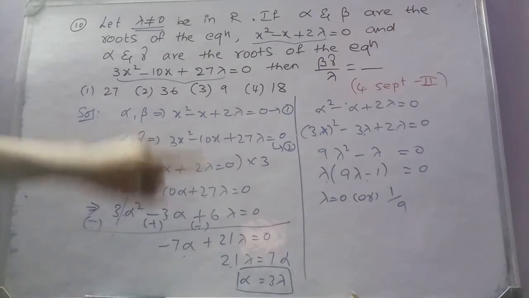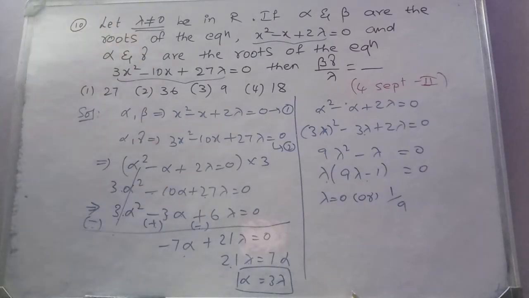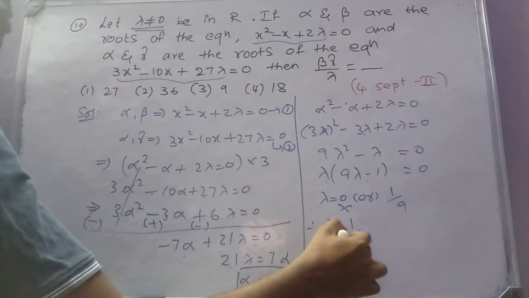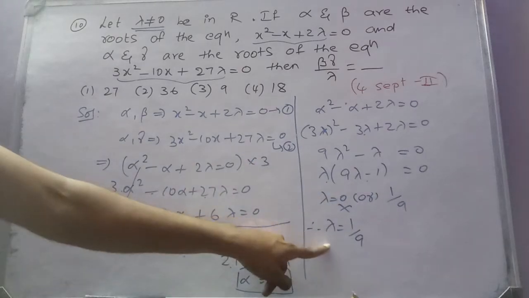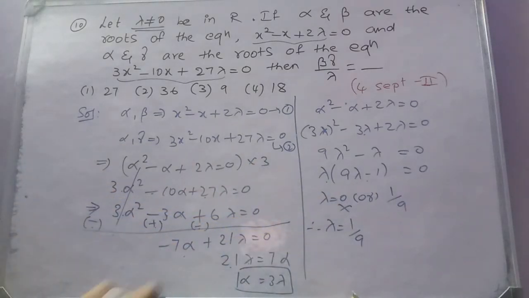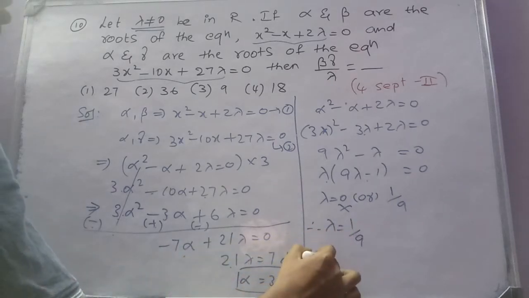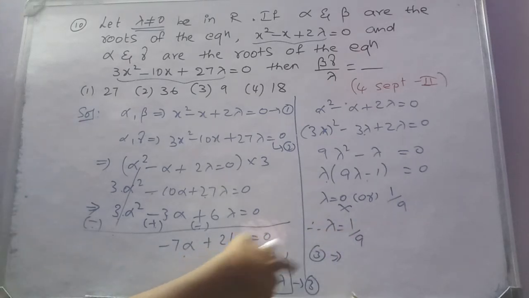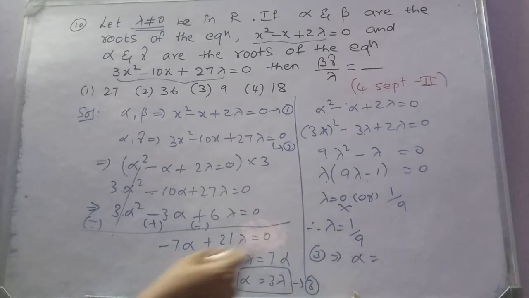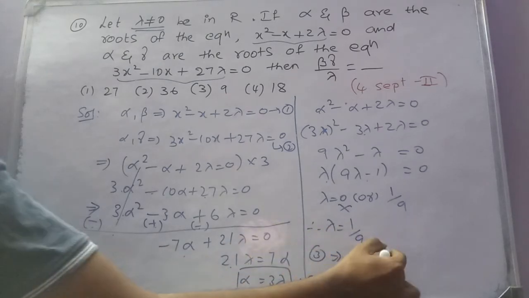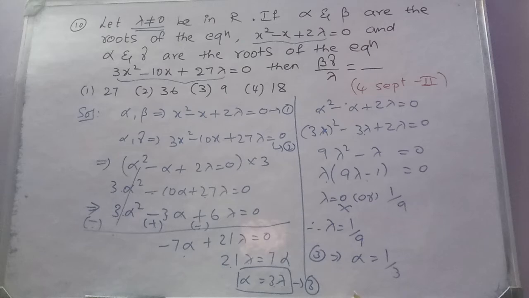Come back to the question again. Lambda is not equal to 0. Lambda equal to 0 is not accepted. Therefore, lambda is equal to 1 by 9. If lambda is 1 by 9, according to this, what is alpha? I'll call this equation 3. So substitute in equation 3. If you substitute lambda is equal to 1 by 9, what do you get? Alpha is equal to 3 into 1 by 9. You get 1 by 3. So I got the alpha value as 1 by 3.